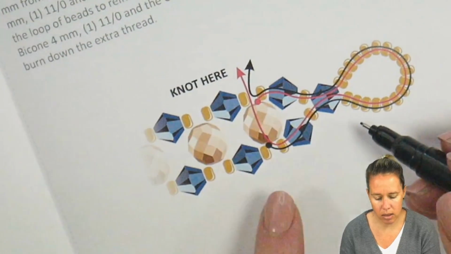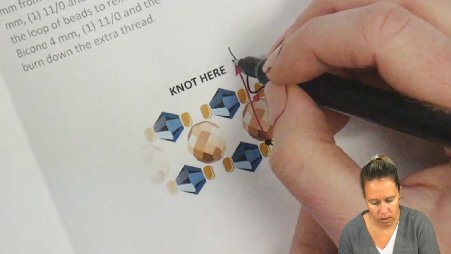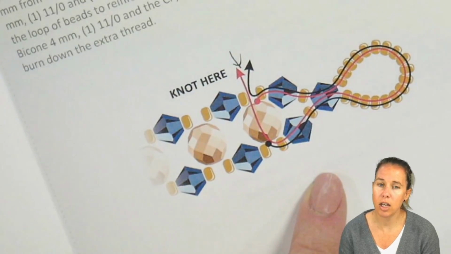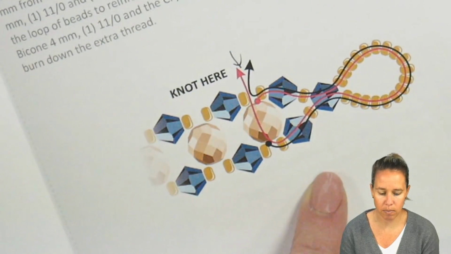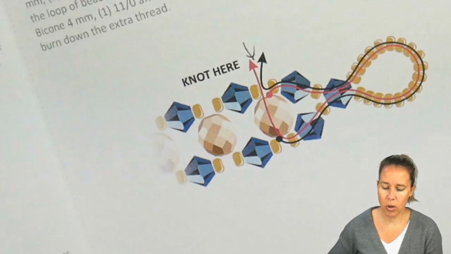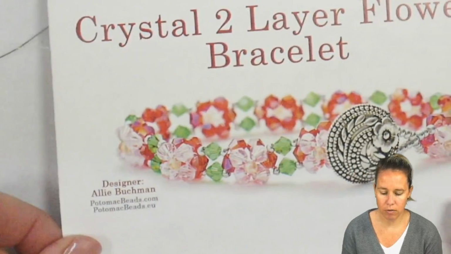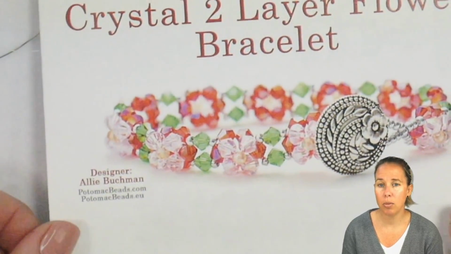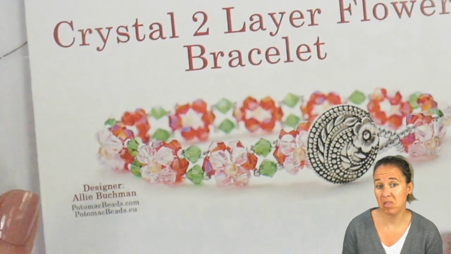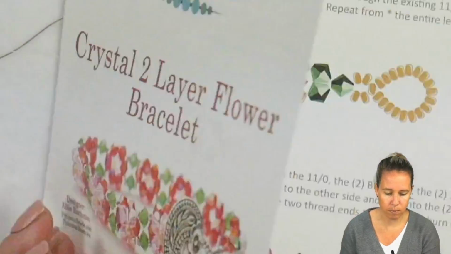Same when I get to the end here, not right there. That's because you have your 2 thread ends that you can bring and end in the same location. The same is true also when you're looking at the diagonal stitch as well as the 2-layer flower bracelet. The 2-layer flower bracelet is just a series of, again, diagonal stitch or right angle weave.